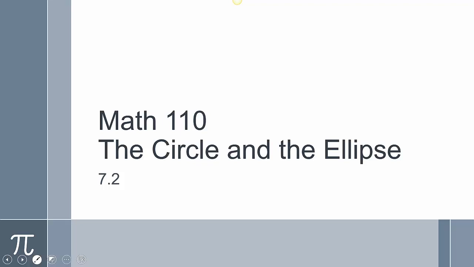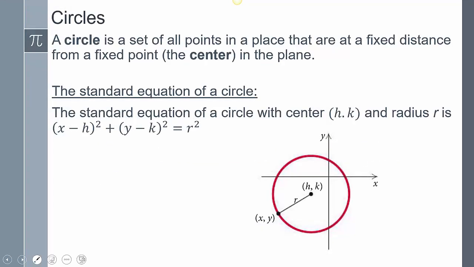Math 110, the circle and the ellipse. Section 7.2. By definition, a circle is the set of all points in a plane that are at a fixed distance from a fixed point, which is the center. Now the standard equation of a circle is (x − h)² + (y − k)² = r², where my center is (h, k) and my radius is r.